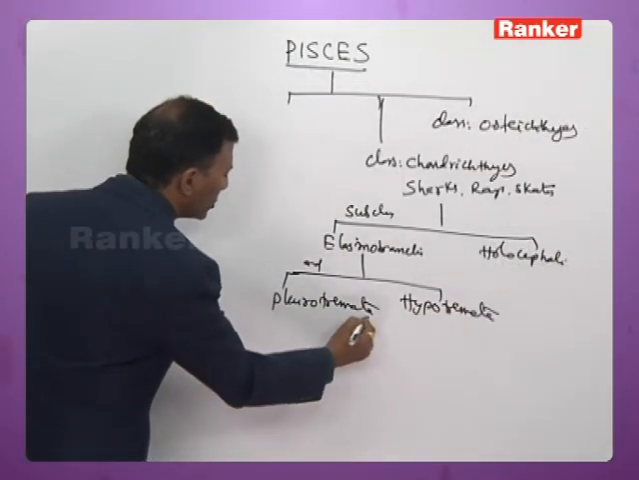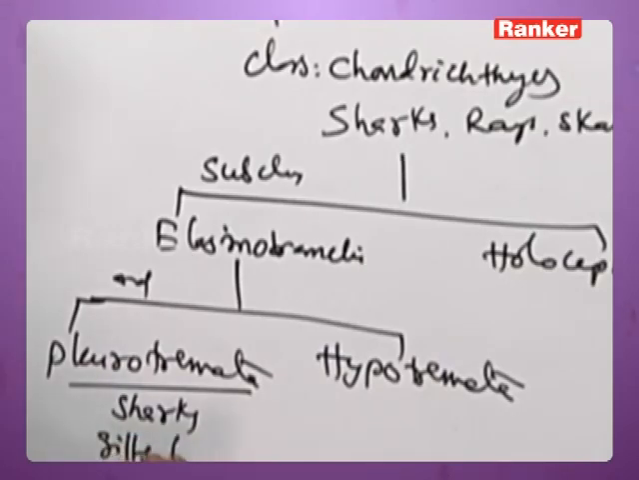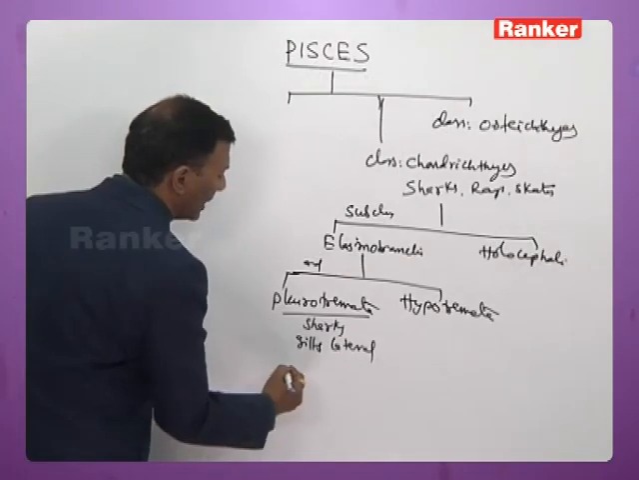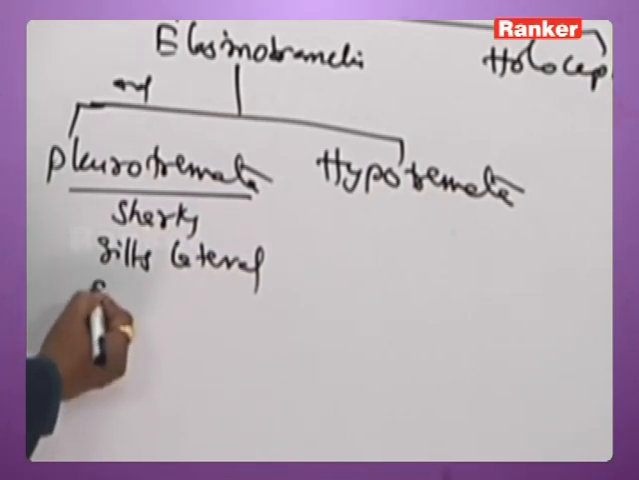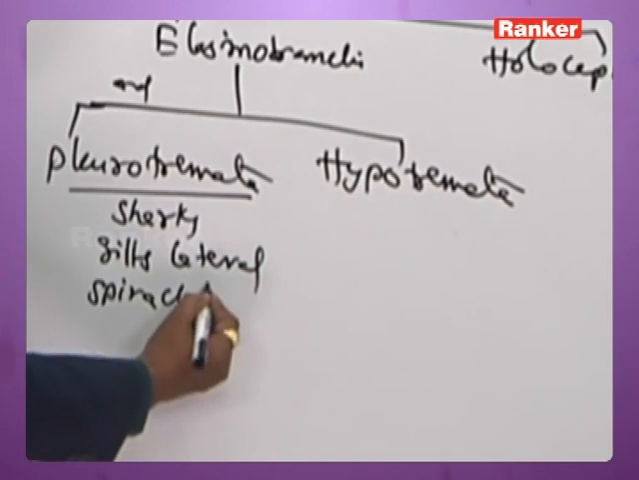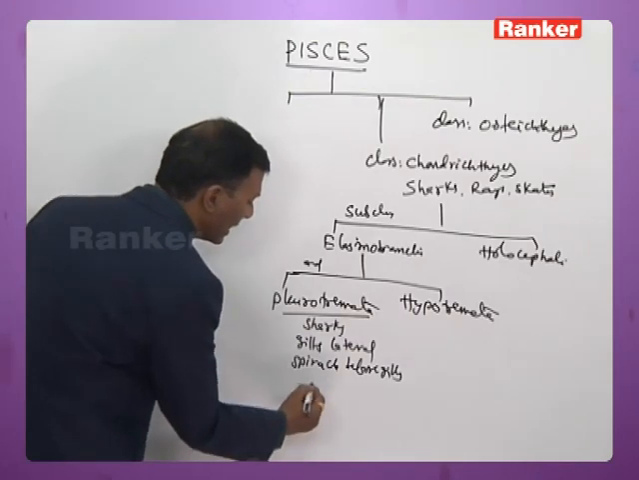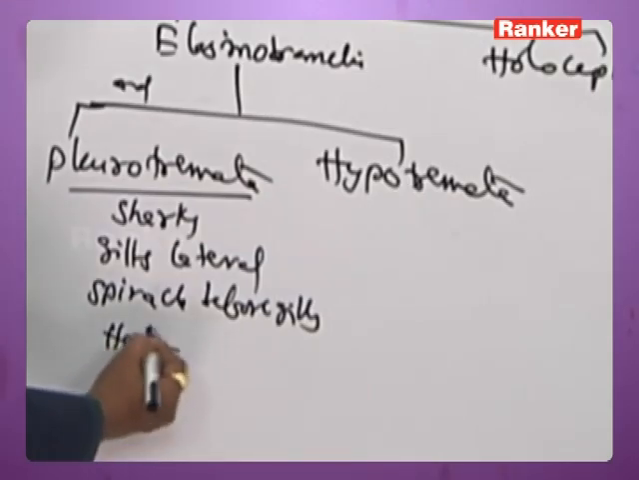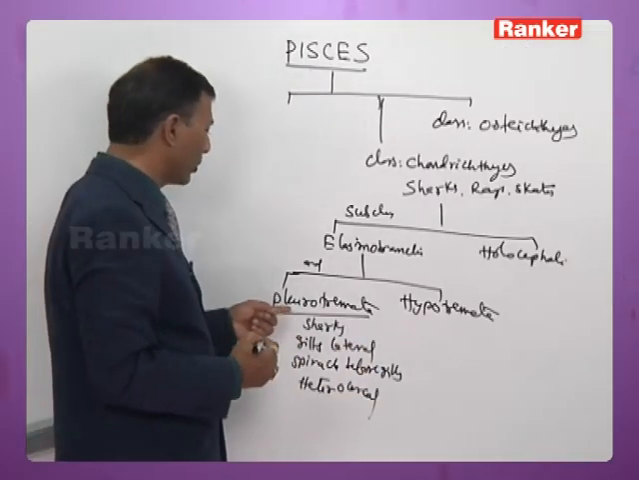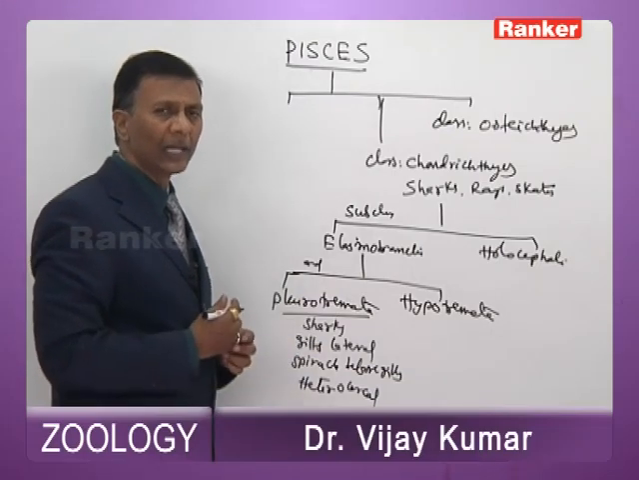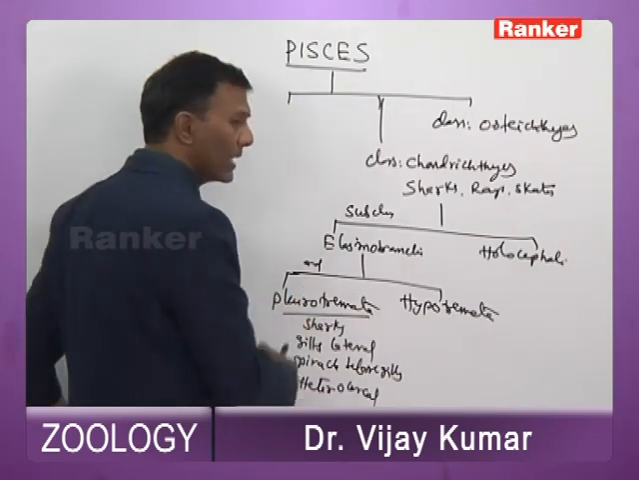Pleurotremata includes sharks. Gills are laterally placed. The spiracle lies in front of the gills. Caudal fin is typical heterocercal. Due to the presence of gills on the lateral side, they are called pleuro. Pleuro implies lateral, tremata openings. All the gills are laterally placed. They are all pleurotrematans. I shall do examples later on.